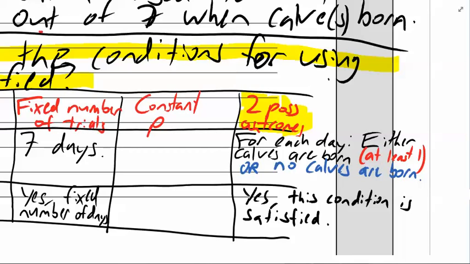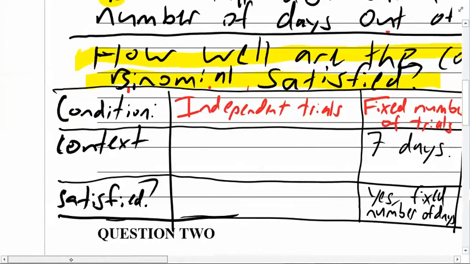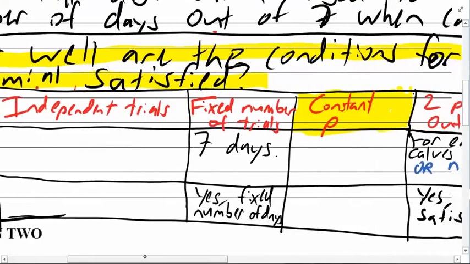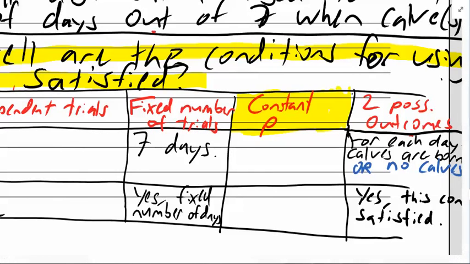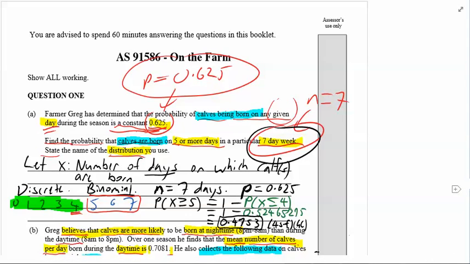Constant probability of success, so constant P. Now, first column, context. In this context, P represents what? Let's go back to the question and have a look. And here it is: P of 0.625. It says Farmer Greg's determined that the probability of calves being born on any given day during the season is a constant. So we're told that it's a constant, 0.625. Because we're told that, that condition is also met. So let's write that down.